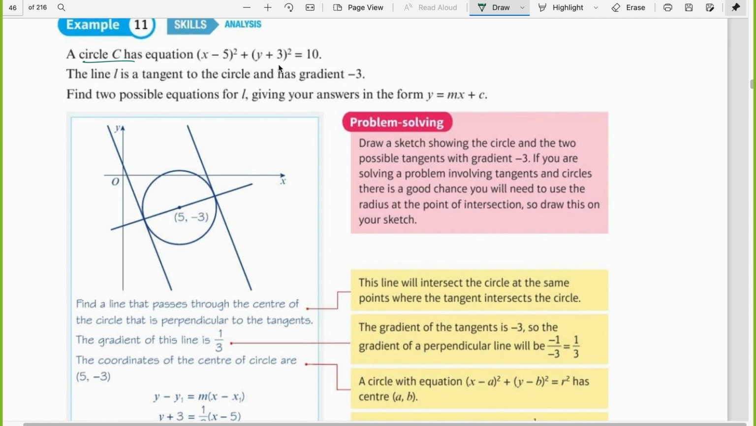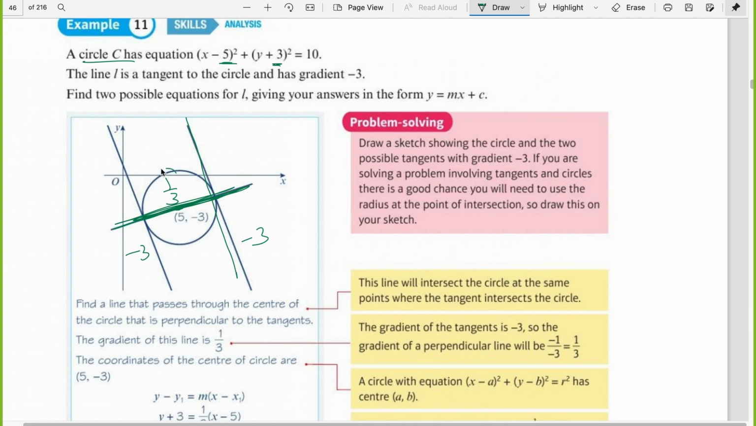A circle C has equation this. The line L is a tangent to the circle and has gradient minus 3. Find two possible equations for L, giving your answer in this form. Okay, now we have this equation and we know the center is (5, 3) as shown. And we know that the line has gradient minus 3. So what would be the gradient of the radius touching at the two opposite points? It is positive 1 by 3, the negative reciprocal.